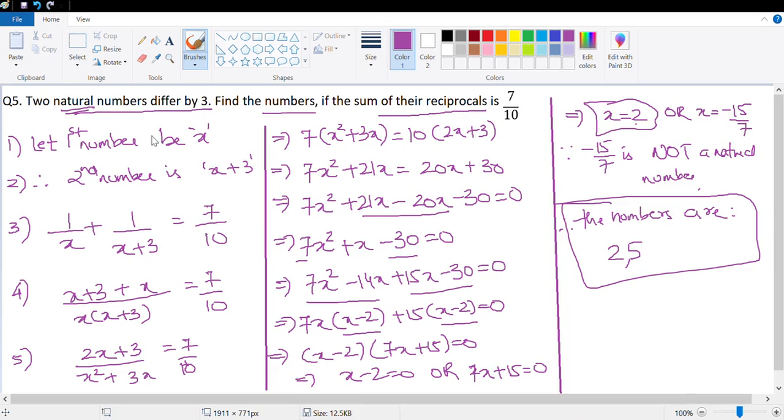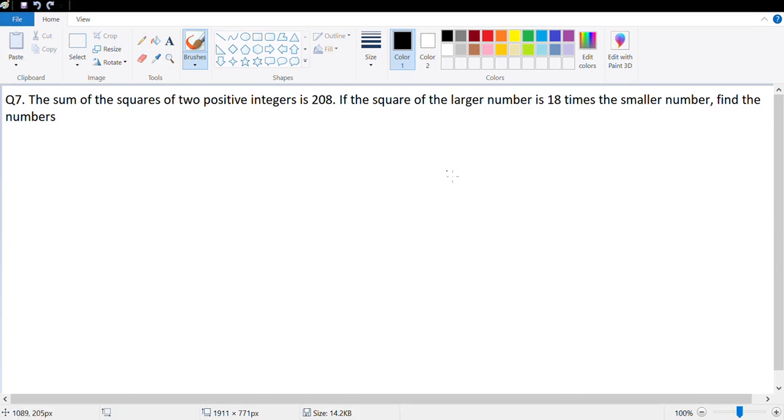Let's look at the next question. The next question that we do is question number 7. The sum of squares of two positive integers is 208. If the square of the larger number is 18 times the smaller number, find the numbers. So let's first assume the first number. Let the two numbers be x and y.